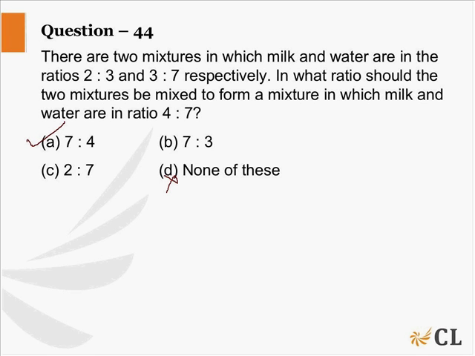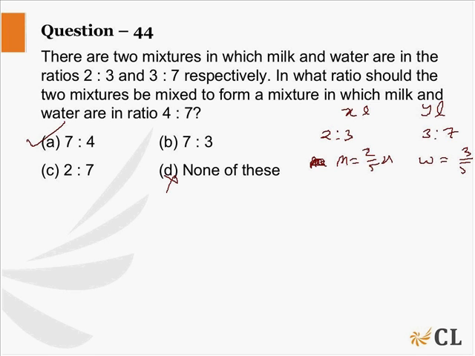In the solution, it is assuming that the two mixtures are X and Y, right? So if I assume the first mixture is X liter and the second mixture is Y liter. So here the ratio is 2:3 and here the ratio is 3:7. So if I talk about milk in the first part, milk in the first part is nothing but 2/5 of X. Okay. And water is nothing but 3/5 of X.